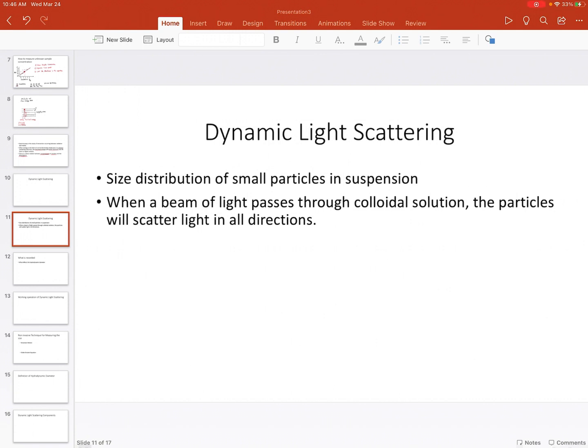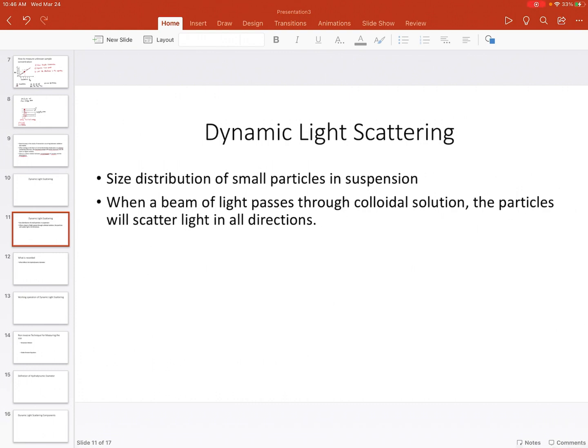So this technique is based on the fact that when a beam of light passes through a colloid solution, the particles will scatter light in all directions. So this is the fundamental working process that we are using to measure the size distribution of small particles.